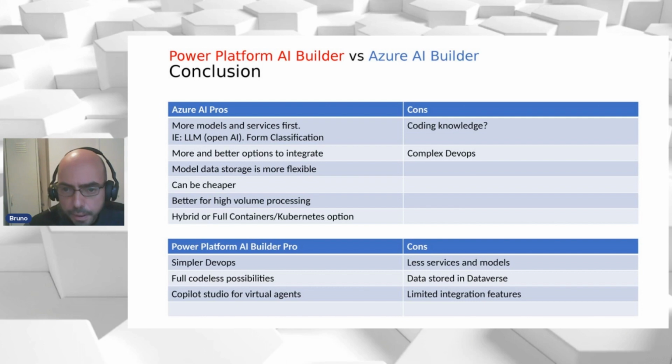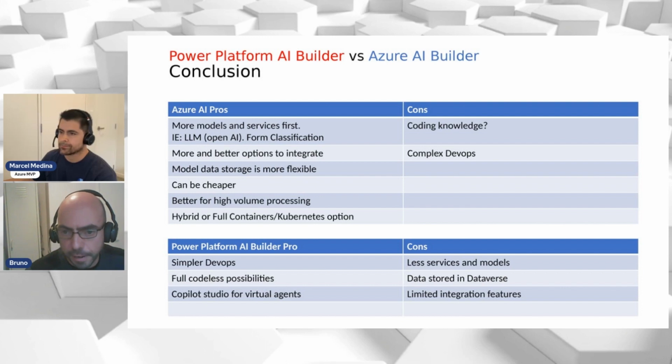Azure AI pros: you have more models up front. If something is going to be released anytime soon, it's going to be here first. The storage is more flexible, it's cheaper. You do need some coding knowledge, but again, if you get to the point you need to do more, you're going to have to bring in specialists. The DevOps is a downside. It's more complicated than Power Platform.